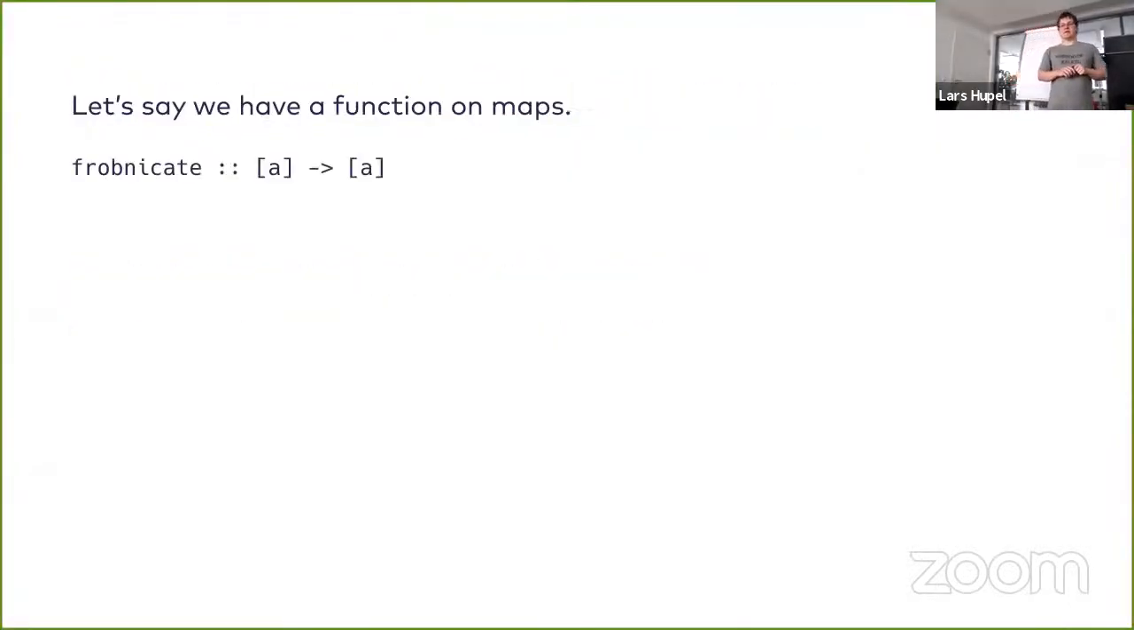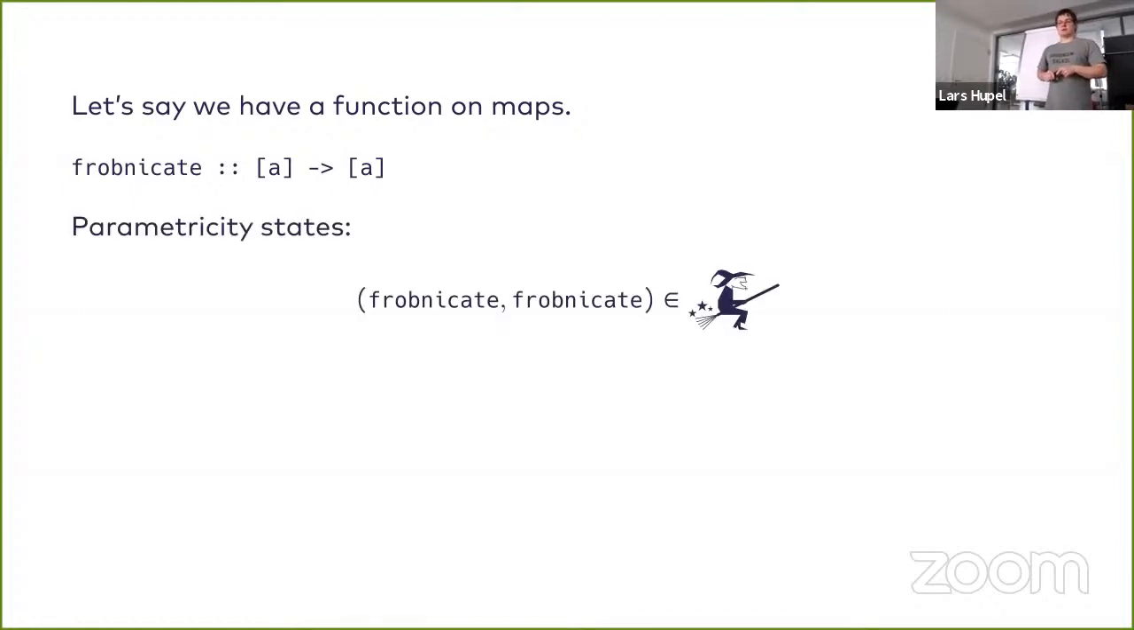So let's say we have some function on lists, right? We have a function that takes in a list of A and returns a list of A. And the parametricity theorem now states that this function is related to itself. I used the shorthand here because I didn't want to print out the entire relation. So there's some kind of magic going on here. And when we instantiate this in a clever way, then we can prove something.